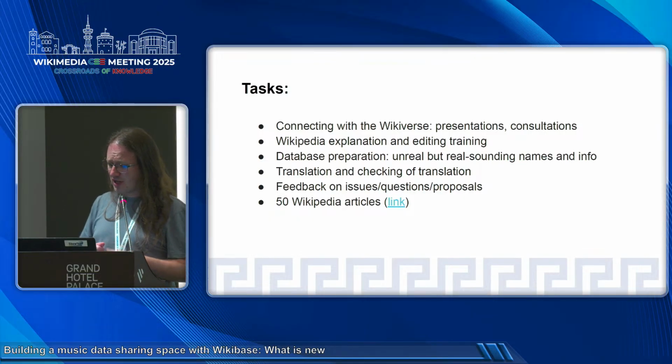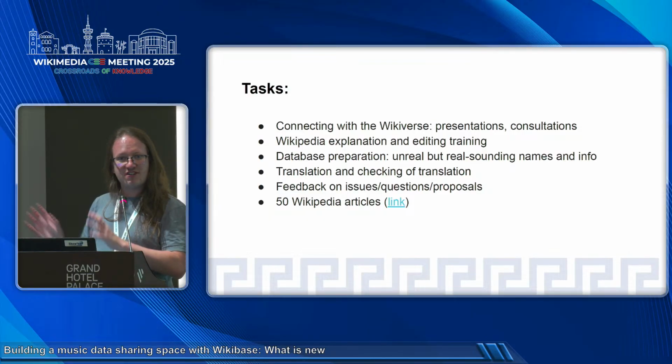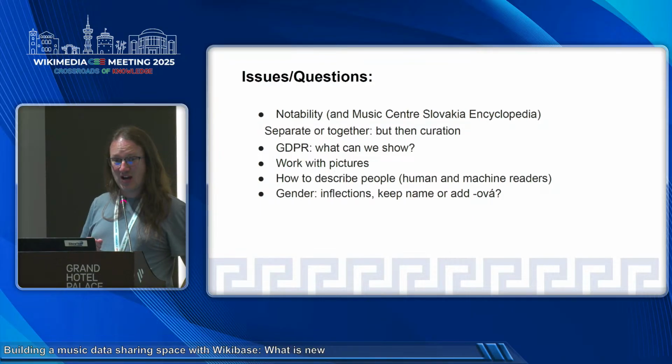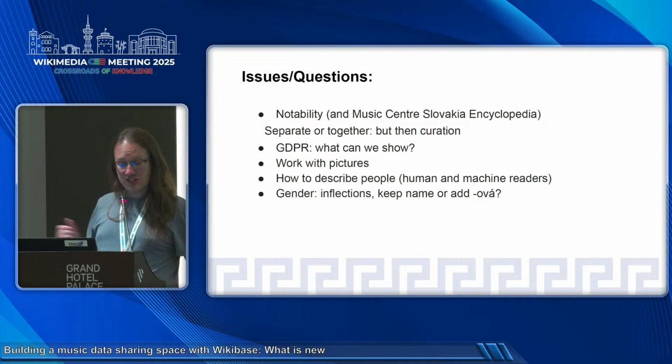The other things I was working on is translation, checking of translations. One of the things we were concerned about is the names of different professions, but I'll talk about that. The other thing was to create the 50 Wikipedia articles on Slovak Wiki. That was a nice task as well. Then there's the feedback on issues, questions, where I've been presenting my Wikipedia and Wikimedian point of view. Let's take a look at some of the issues that we've talked about, not necessarily resolved yet, but talked about.